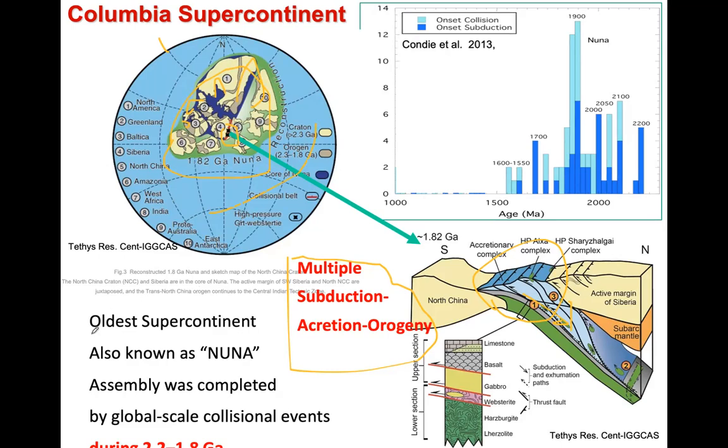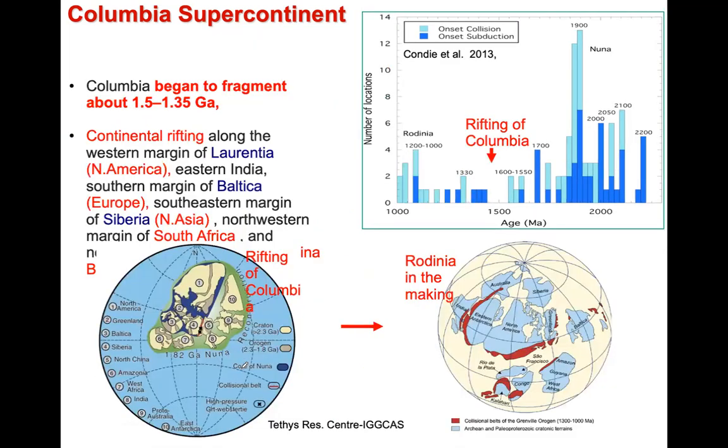Okay, so this is the oldest supercontinent, which is called Nuna. Nuna is also the same supercontinent as Colombia. Another name for the Colombia supercontinent. Okay, so it started to fragment, break away. So from zircon age determination, people could find a gap in the age determination. So they think that this is the timing of Colombia rifting. Rifting means breaking.